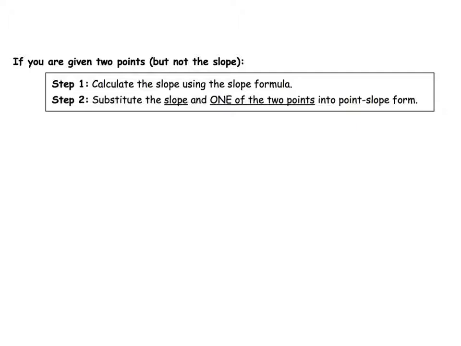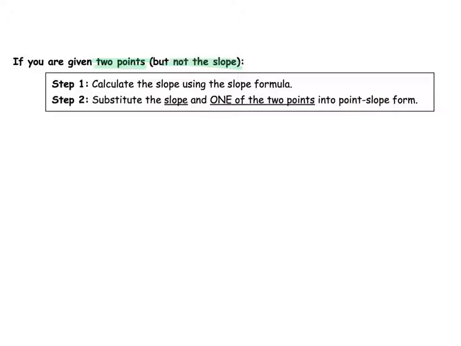Sometimes writing an equation in point-slope form isn't that easy. And that's when you're given 2 points but no slope. That doesn't mean, though, that you can't use point-slope form. You just have to do an extra step.